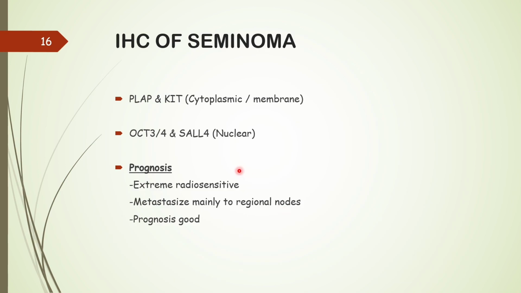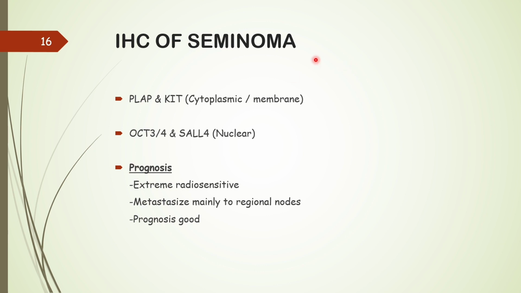All right, what is the immunohistochemistry of seminoma, IHC? If you do the IHC, it can be positive for PLAP or KIT. OCT3 and SALL4 can be positive. PLAP and KIT show cytoplasmic positivity, while OCT3 and SALL4 show nuclear positivity.